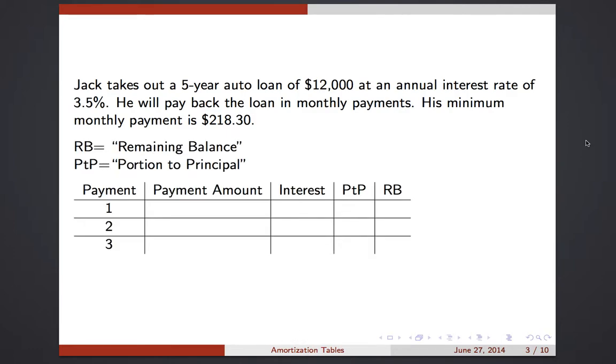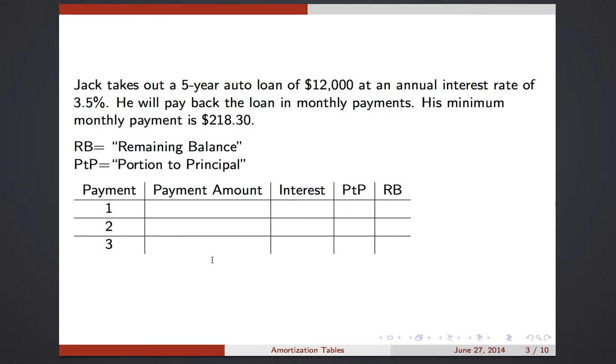Okay, so let's start building a table. Just to make sure this table fits on my screen, I abbreviate remaining balance as RB and portion to principal as PTP. So an amortization table looks like this. The left-hand side is just keeping track of which payment you're on. So 1 just means first payment, 2 means second payment, 3 means third payment, etc.